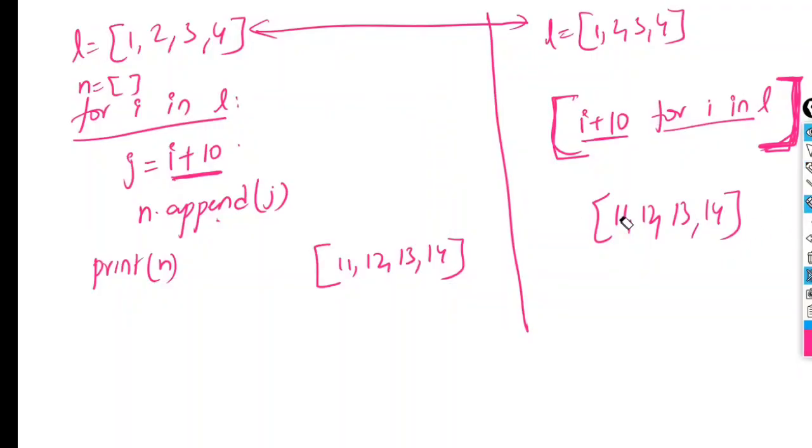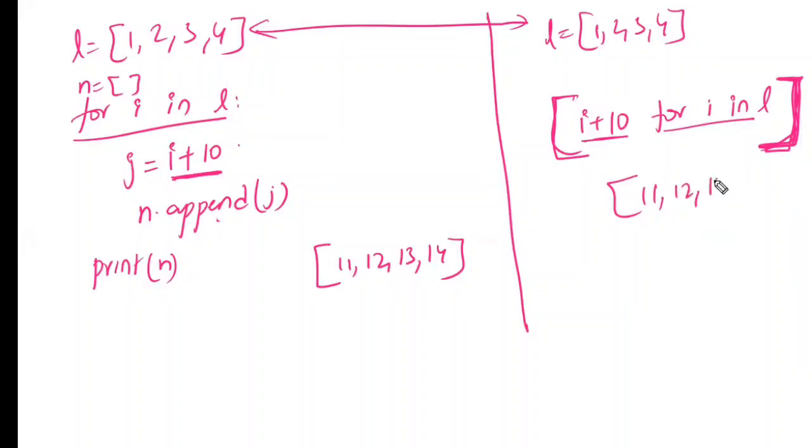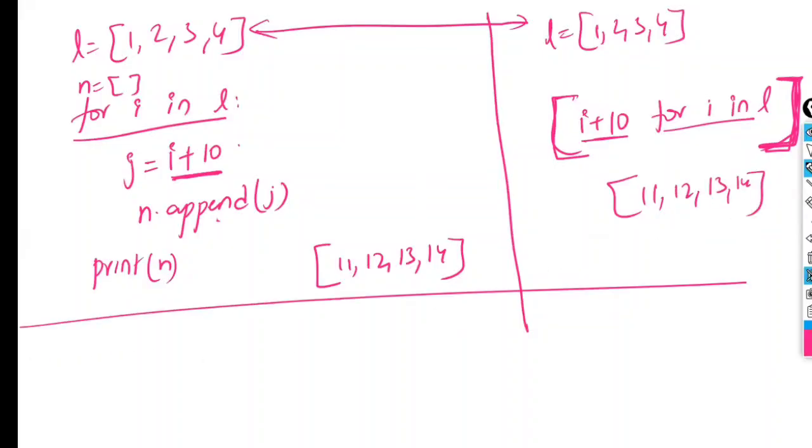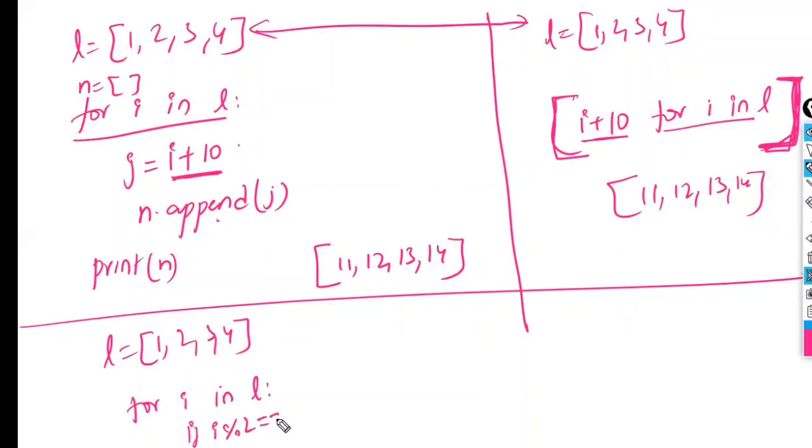Right? Now, let us take one more example. This is example number 1, where the output is 11, 12, 13, 14. Example number 2: for example, the list is 1, 2, 3, 4. Now I want to select only the even numbers. For i in L, take the i value first. If the i value is divisible by 2 with remainder 0, that particular i value I am going to append into the empty list, n.append(i).